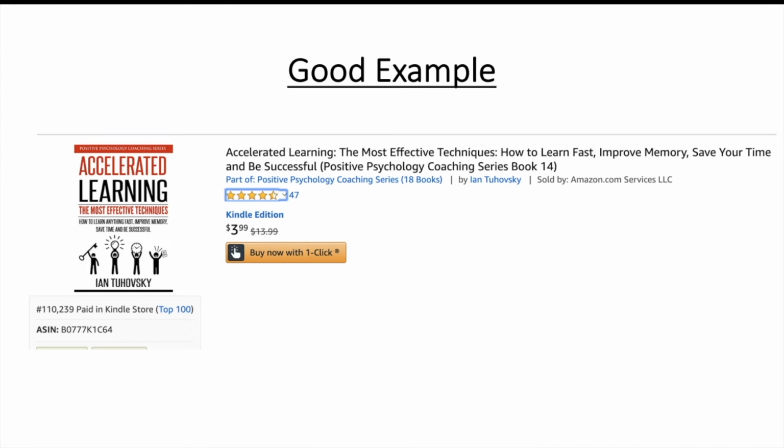As you can see, the title is simply Accelerated Learning. That is the keyword that this person identified as profitable, so that is the only thing he put in the title. If you look at the subtitle, it clearly explains the benefits, which is how to learn fast, improve memory, save your time, and be successful. At the same time, these are keywords too. How to learn fast is a keyword, same as improve memory and save your time.